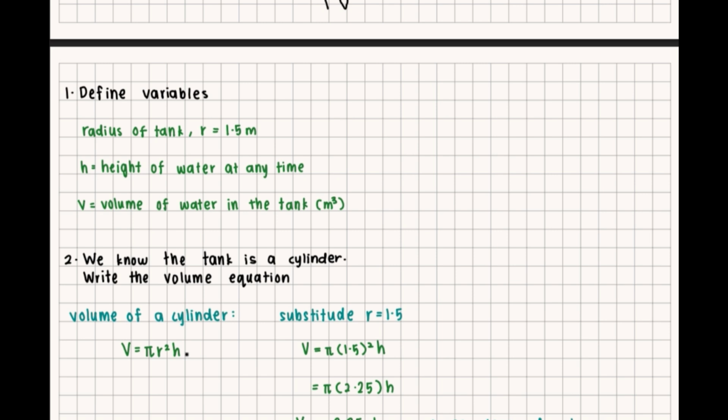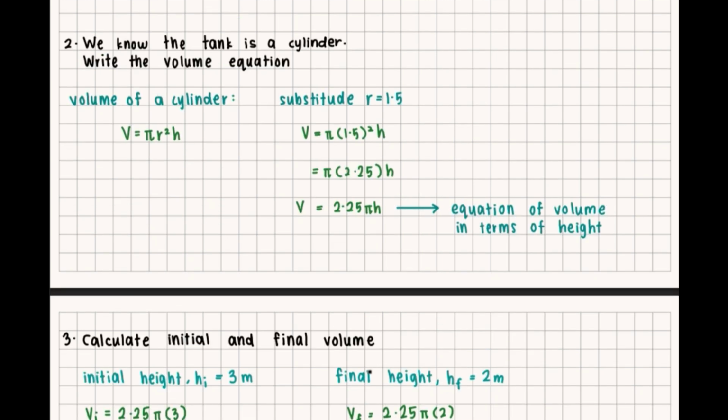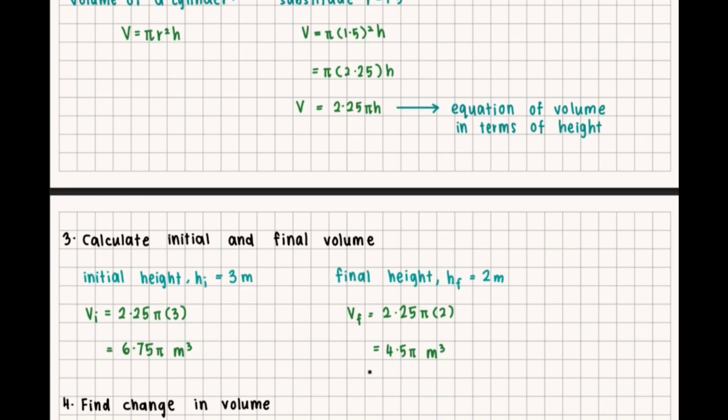When we have found the equation, we just need to substitute the R that has been given in this question just now into the equation. And tada, you have an equation of volume in terms of height: V equal to 2.25 pi H. So let's move on to another equation.